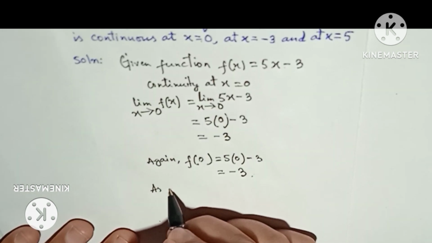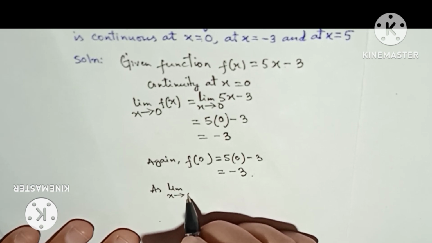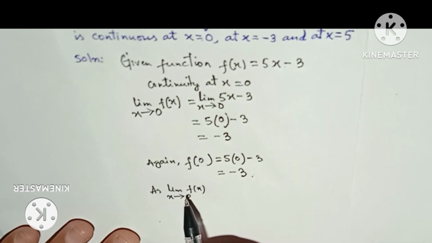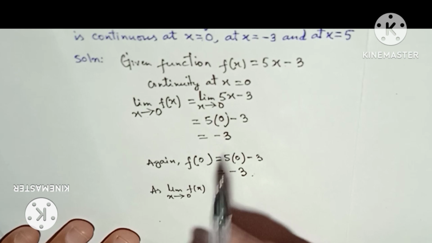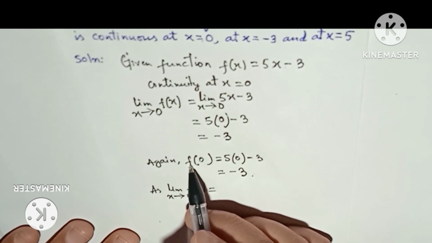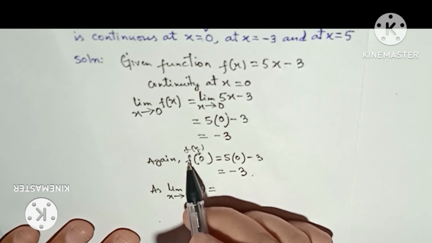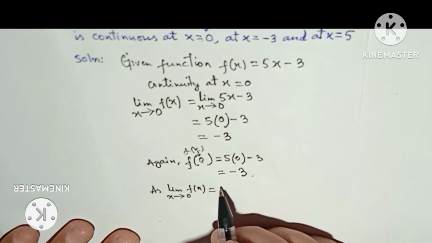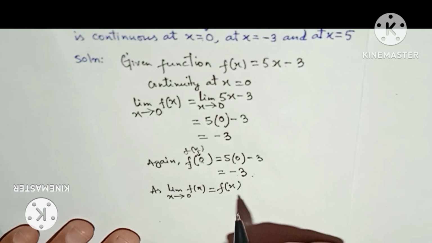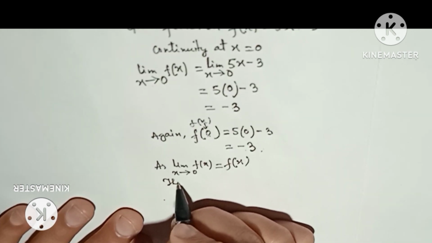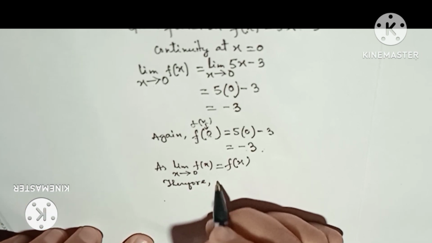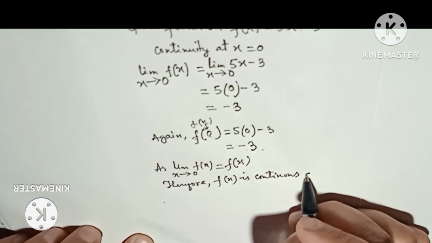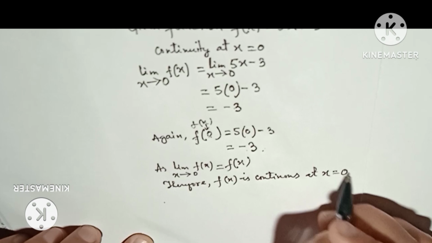As limit x tends to 0, f of x is minus 3, and f of 0 is also minus 3. So limit x tends to 0 of f of x is equal to f of 0. Therefore f of x is continuous at x equal to 0.